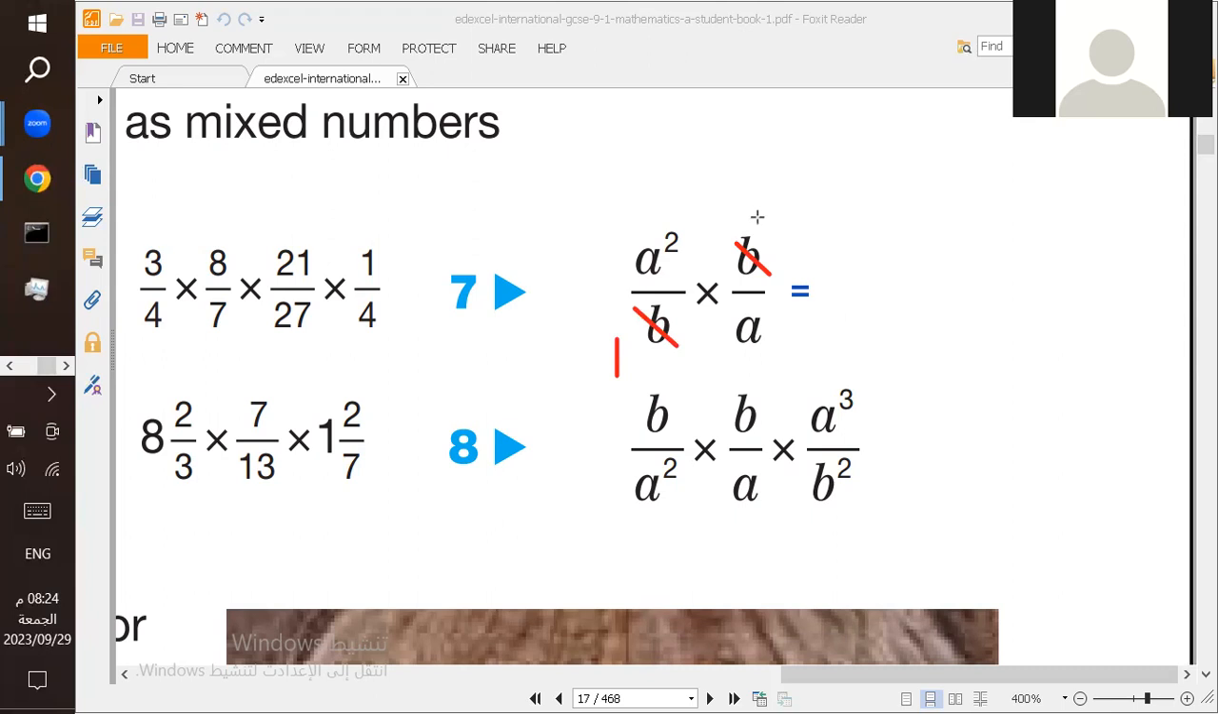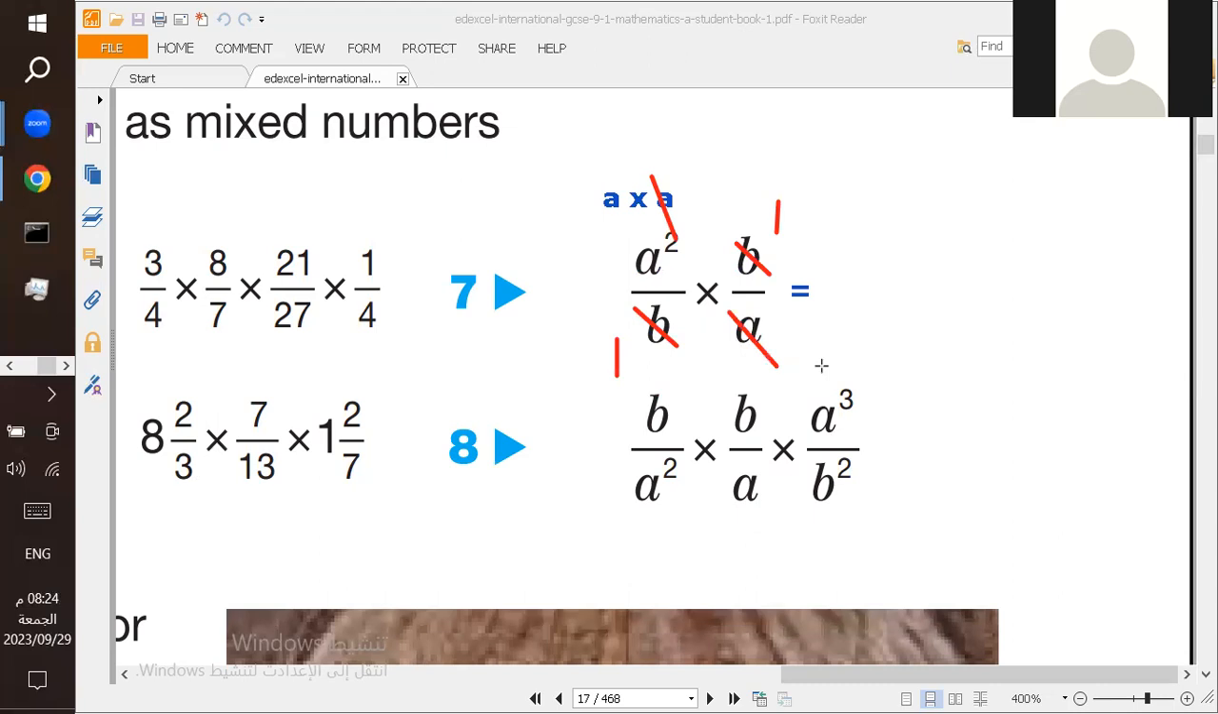So this one will leave 1, this one will leave 1, okay? Good. And then we have a squared, and this is a. A squared means what? It means a times a. So this one is a times a. This is the meaning of a squared. So it means I can remove one of the a's with the a down here.